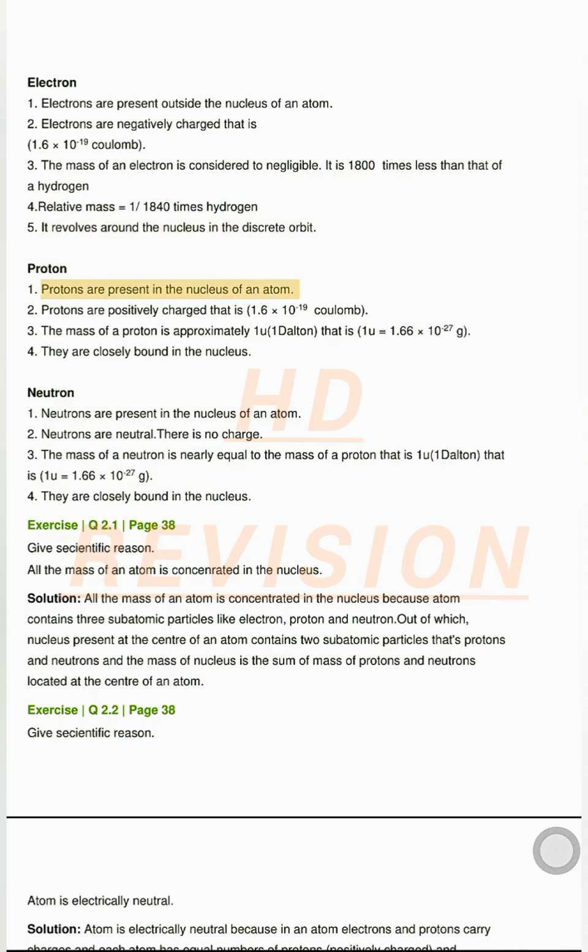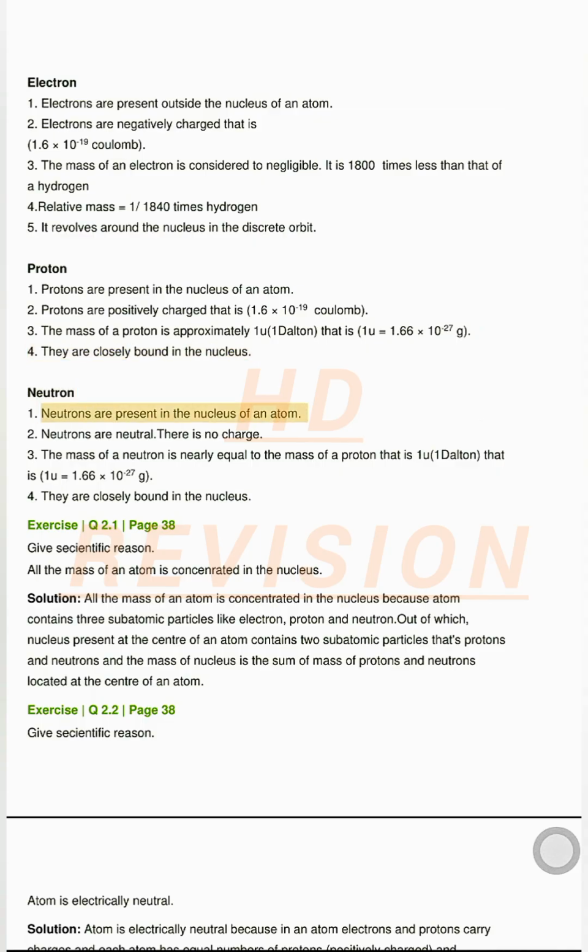Proton: 1. Protons are present in the nucleus of an atom. 2. Protons are positively charged, that is 1.6 times 10 to the power minus 19 coulomb. 3. The mass of a proton is approximately 1 u, 1 Dalton, that is 1 u equals 1.66 times 10 to the power minus 27 g. 4. They are closely bound in the nucleus.